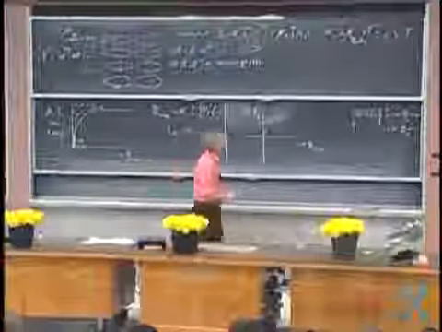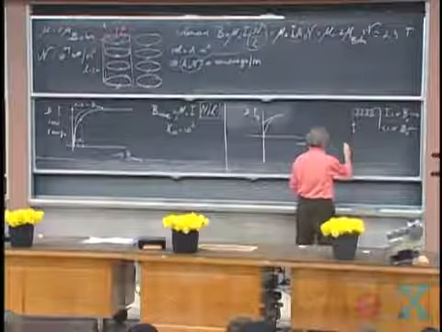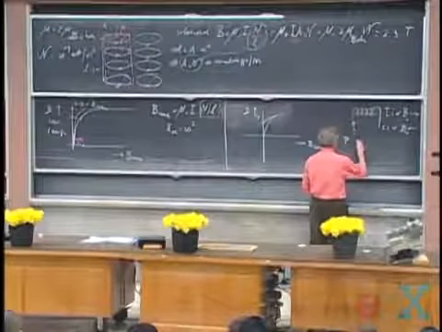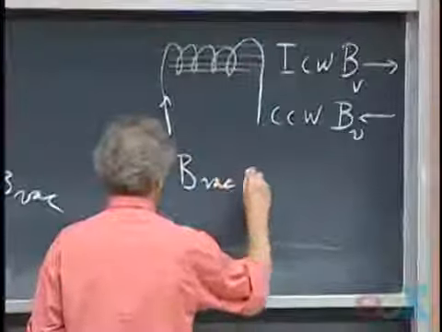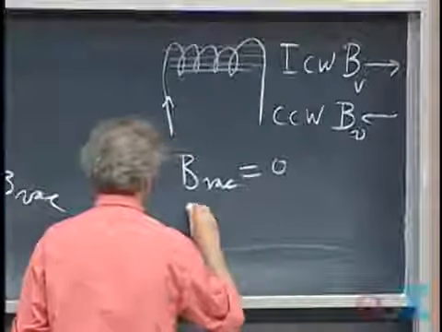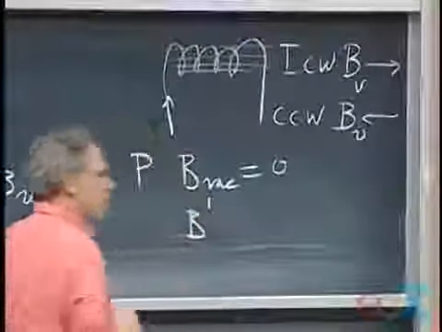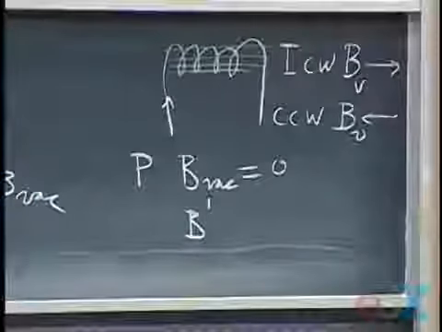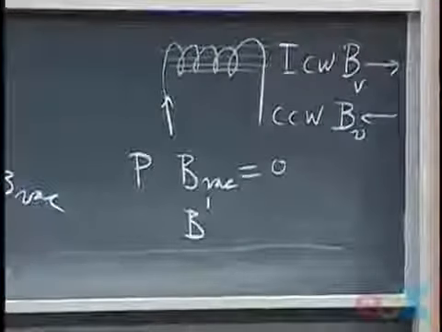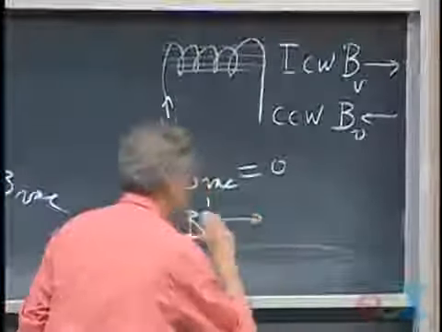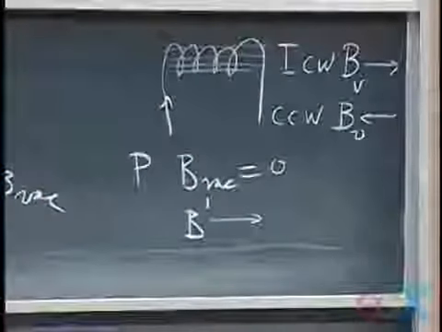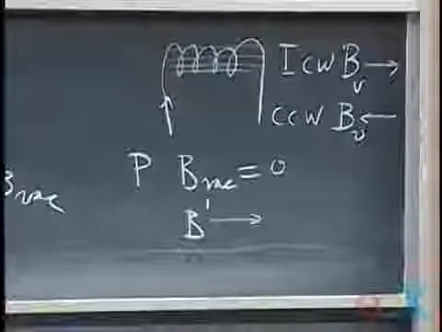And so at the location P, we have B vacuum is zero, but B prime, which is the result of those aligned magnetic moments, is still in this direction. Nothing is to scale here, of course. And so you still have a magnetic field.